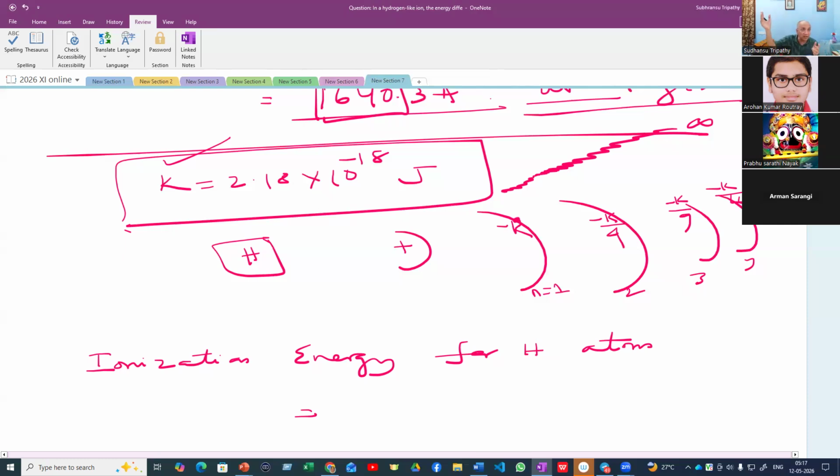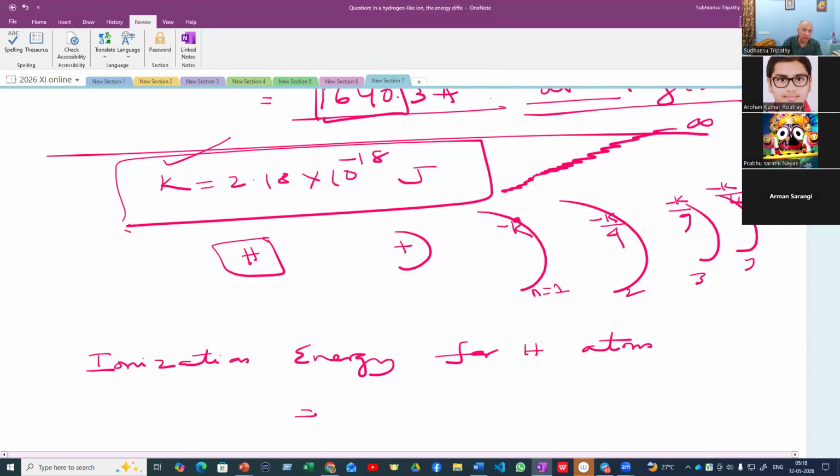But for infinite distance, it is plus the energy of that shell, because the energy of the electron at infinite distance is 0. Minus K by infinity square is 0. So whatever is the energy value, just remove the minus sign, make it plus. That will be the energy required.